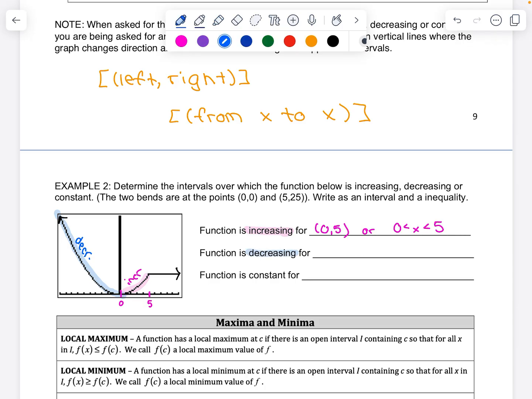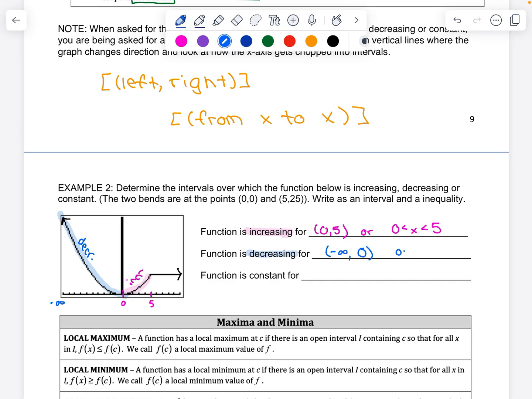From left to right, it has an arrow going to the left. So that means it's going to be from negative infinity until this spot right here, which we're going to talk about. It's called a minimum or a turning point. So negative infinity to 0. Or if you write that as an inequality, x is less than 0. Lastly, it's going to be constant, which means just that horizontal line, from what to what. So this one started at an x value of 5, and it goes until infinity.